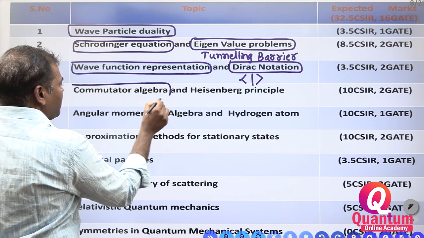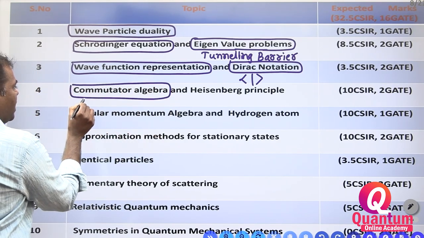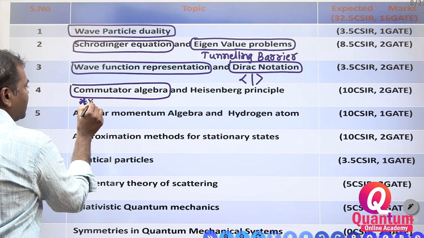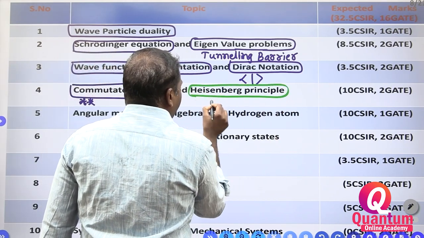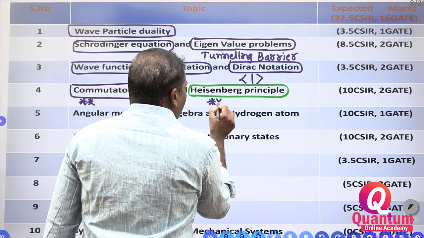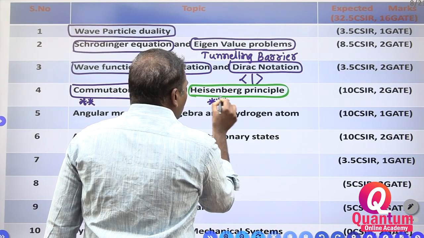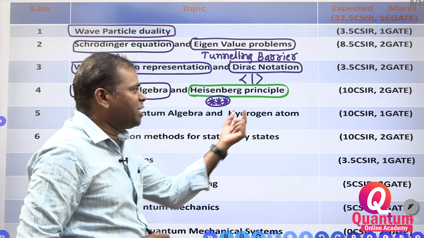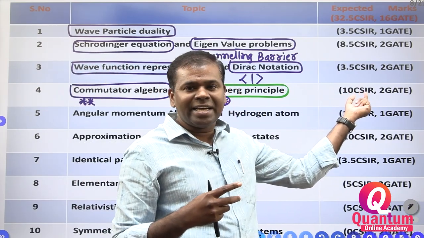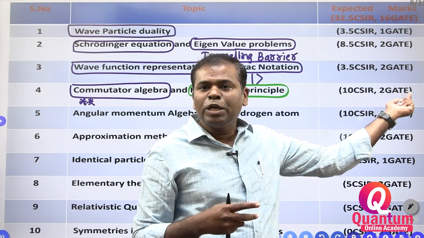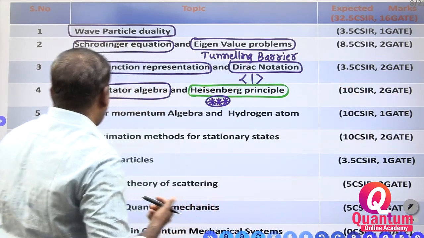Commutator algebra is very, very important. A compulsory question we will get in the CSIR examination. The Heisenberg uncertainty principle is also very, very important. From commutator algebra, we have to derive the Heisenberg uncertainty principle. 5 marks, 5, 2, 2 marks we will get, and a 10 marks question we were able to get. 2 marks in GATE, we are expecting that.